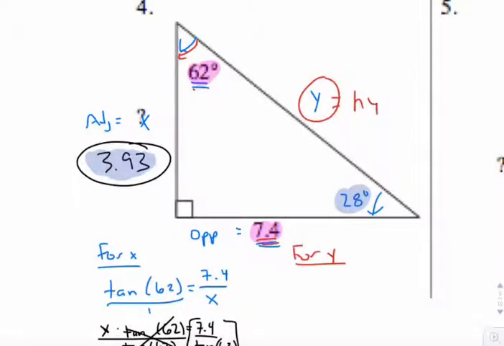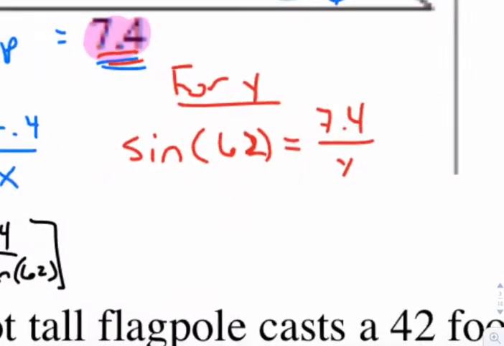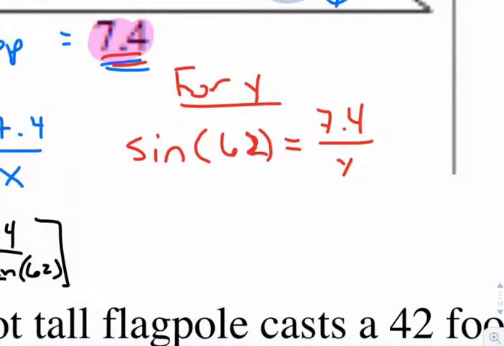Y is actually my hypotenuse value, which tells me that I need opposite over hypotenuse. That's screaming for sine. So we can set up our sentence: sine of 62 is equal to the opposite, 7.4, over the hypotenuse of y. And now I'm going to go through a very similar solving routine as I did in the previous example. I'm going to throw this over 1 and cross multiply.